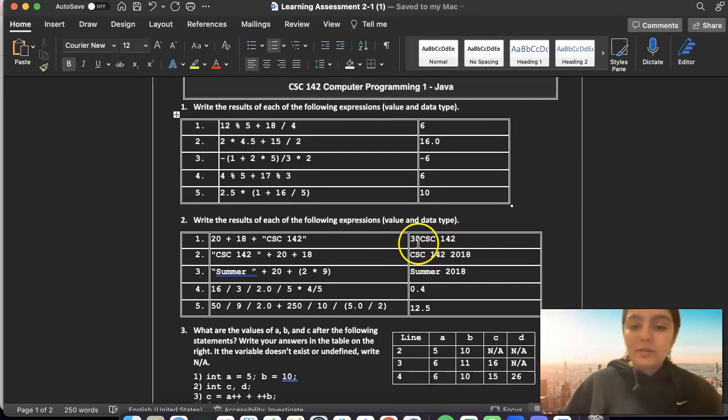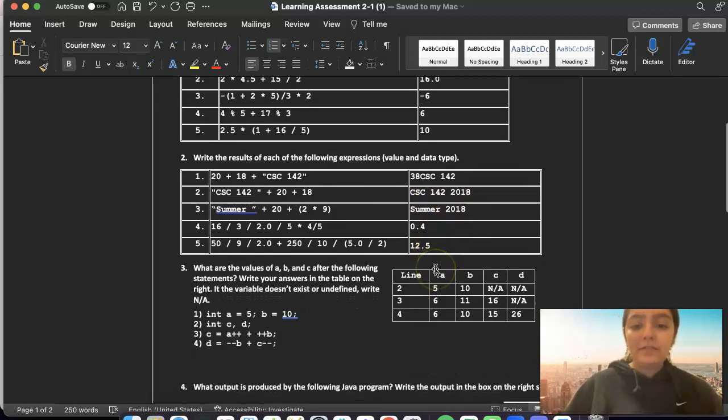So this one would be 38 CSC 142. This would be CSC 142 2018. This would be summer 2018. This would be 0.4. This would be 12.5.